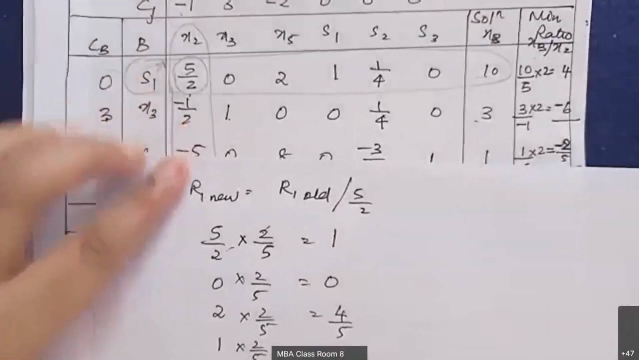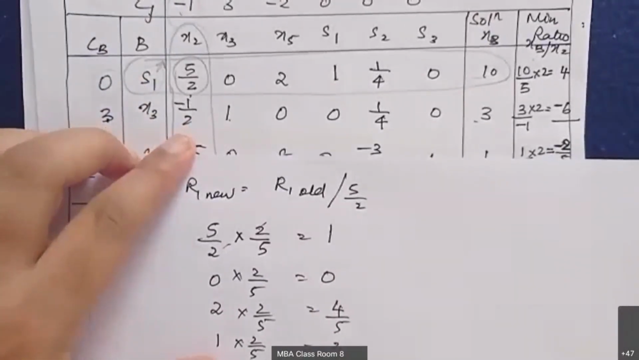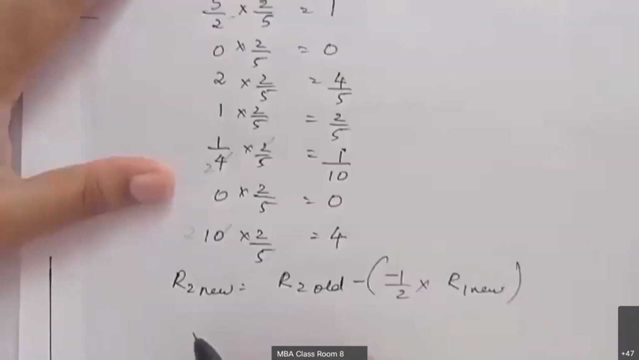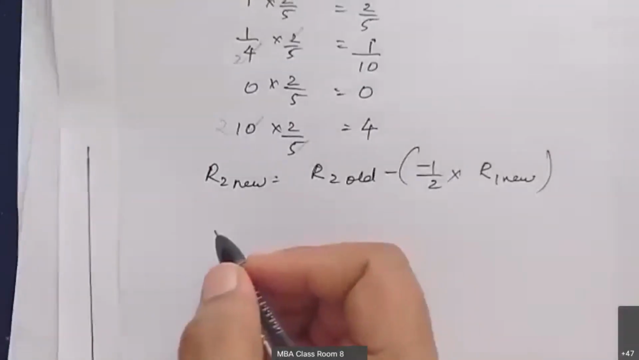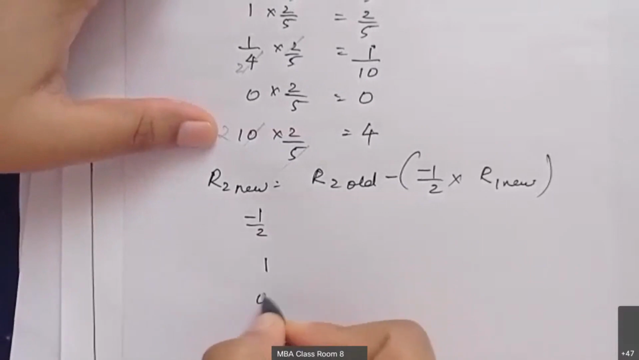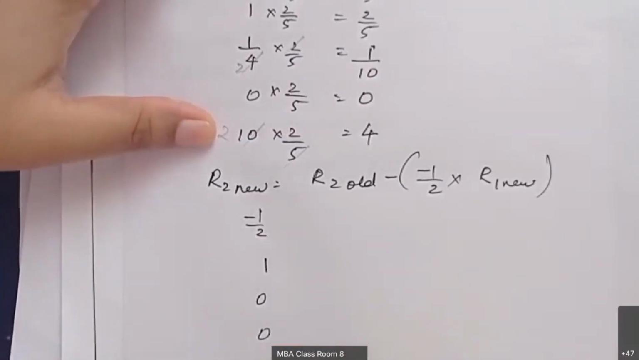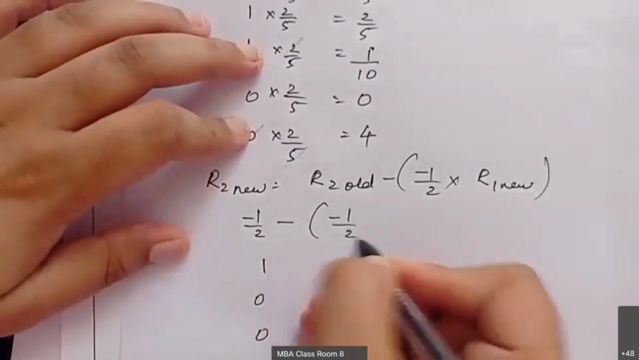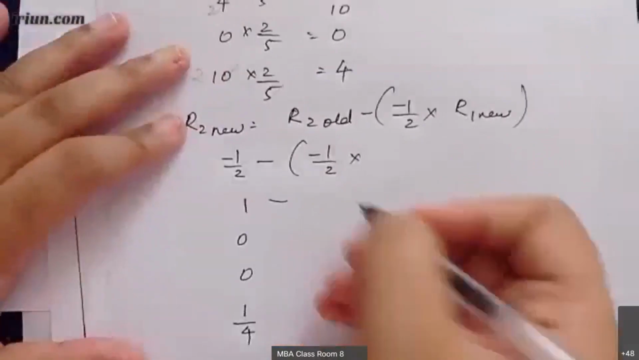Okay, what are the elements of R2 old? R2 old, it is minus 1 by 2, 1, 0, 0, 1 by 4, 0 and 3. So I'm just writing it down. Okay, minus 1 by 2, 1, 0, 0, 1 by 4, 0 and 3. Okay, minus of minus 1 by 2 into, I'm just copying it everywhere.